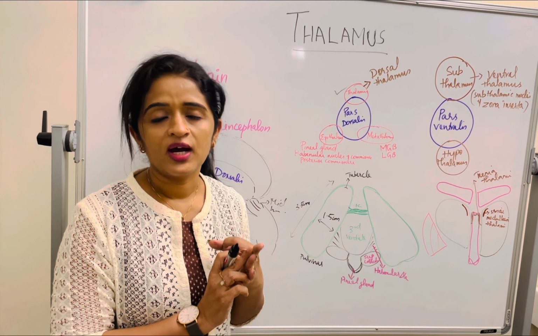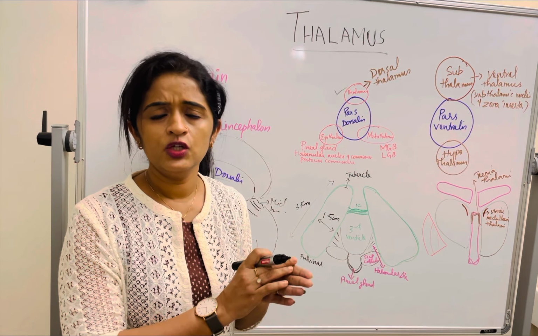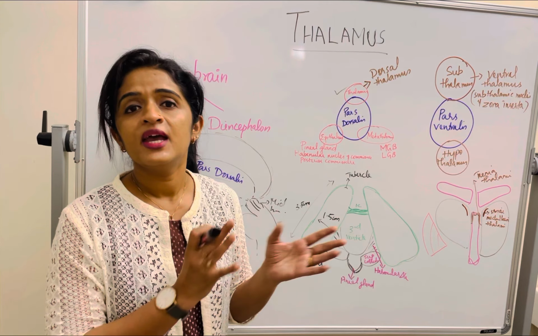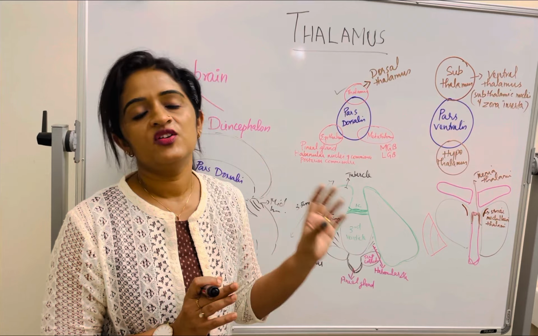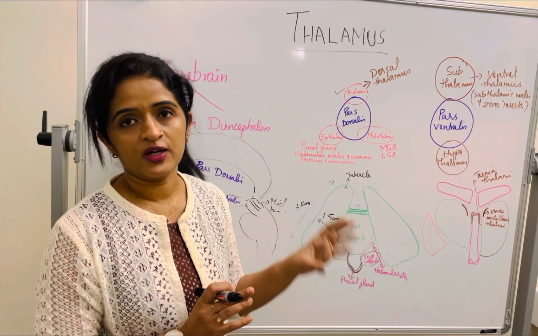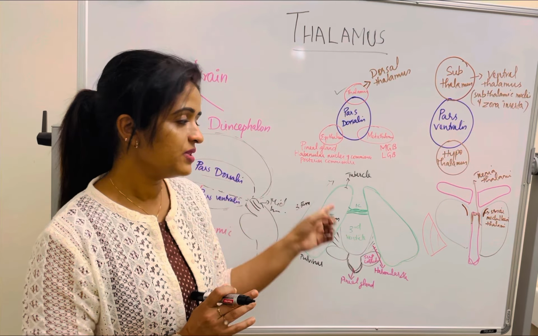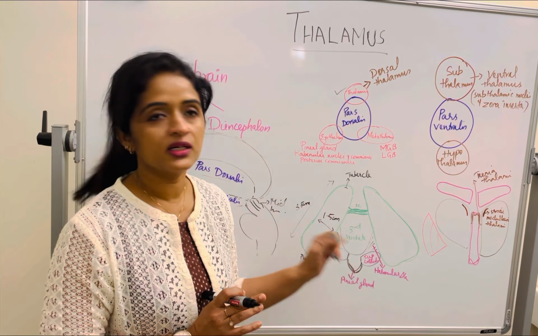In the midbrain you have the cerebral aqueduct. Then you have the pons, medulla and cerebellum, and between them you have the fourth ventricle. So at least one ventricle is related to each part of the brain. So for the thalamus, between the two thalami you have the third ventricle.